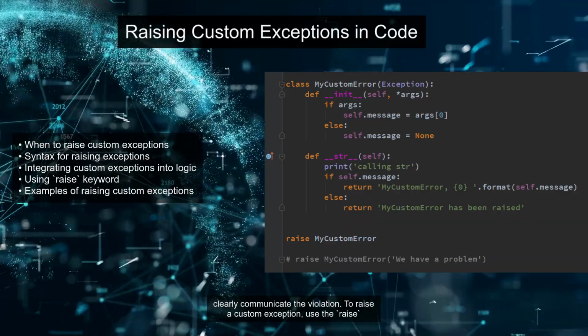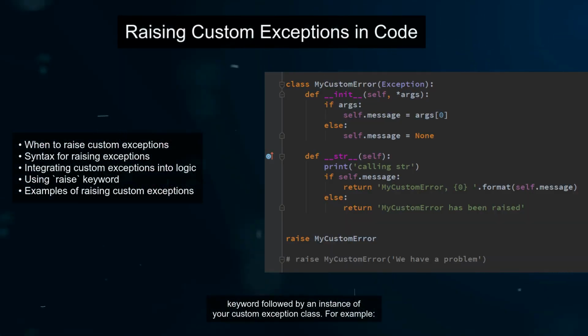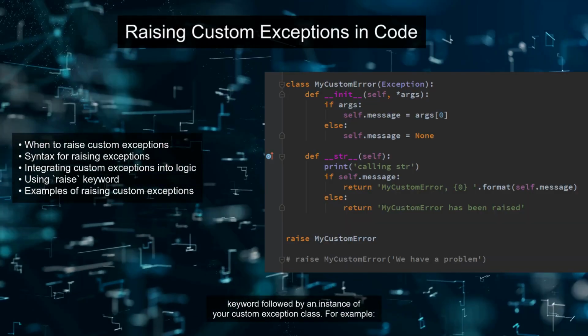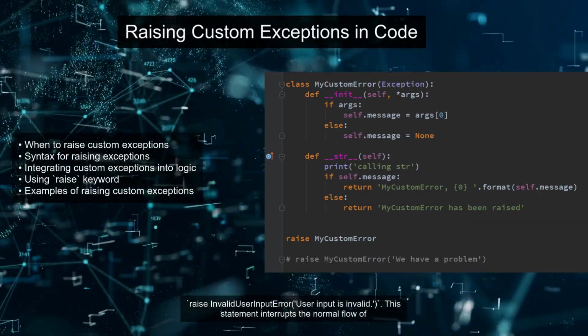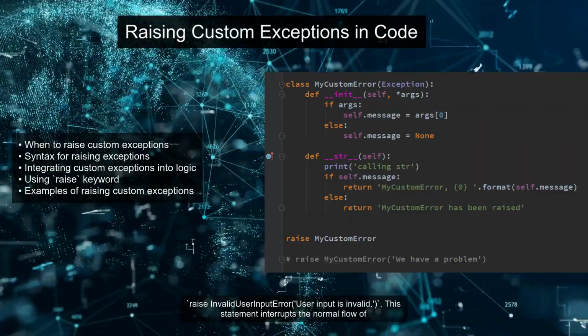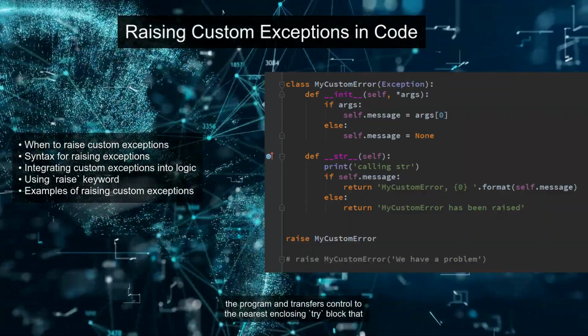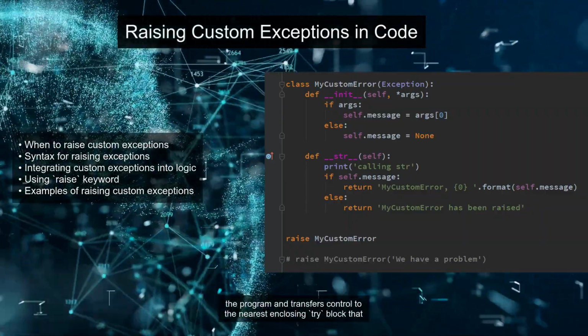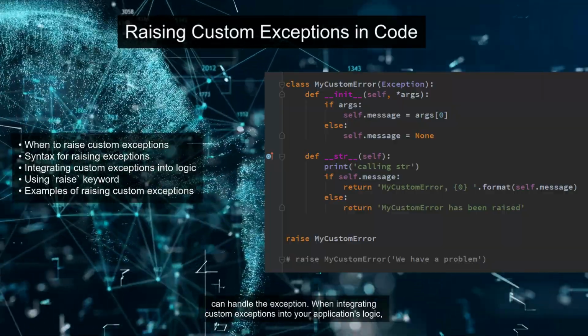To raise a custom exception, use the raise keyword followed by an instance of your custom exception class. For example, raise InvalidUserInputError("User input is invalid"). This statement interrupts the normal flow of the program and transfers control to the nearest enclosing try block that can handle the exception.